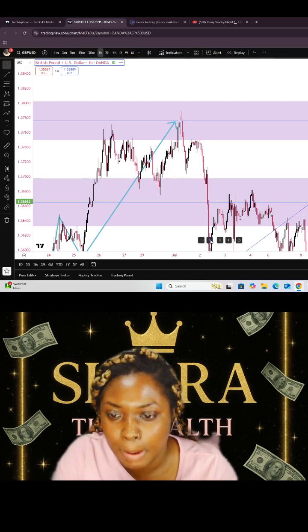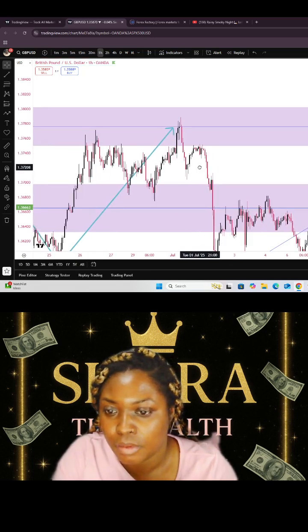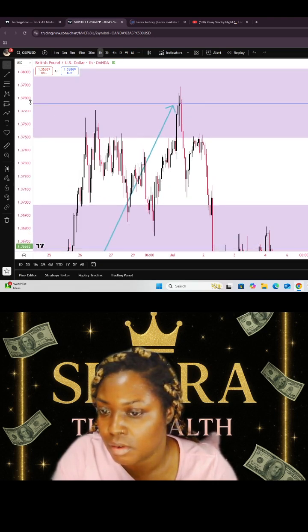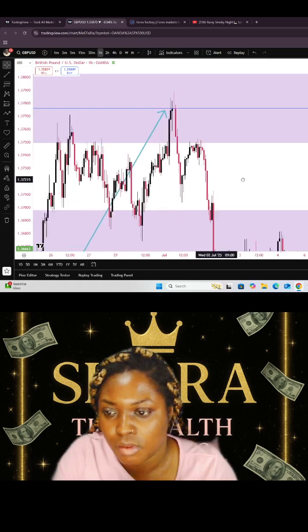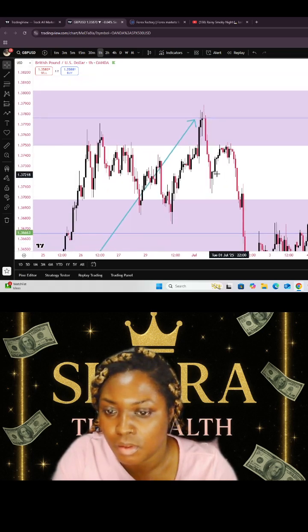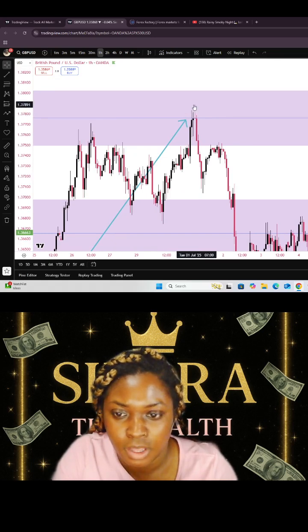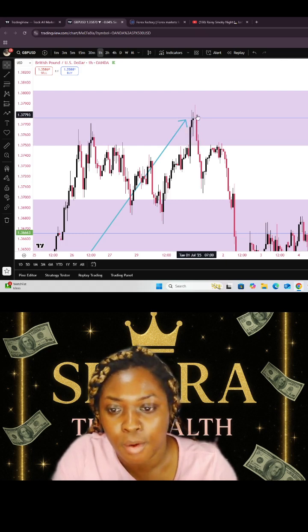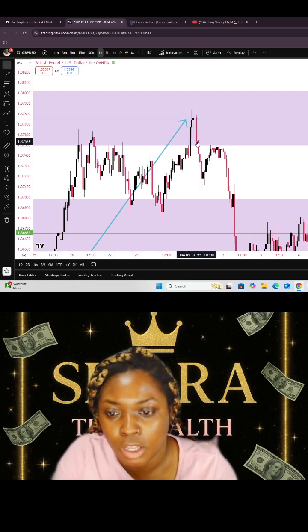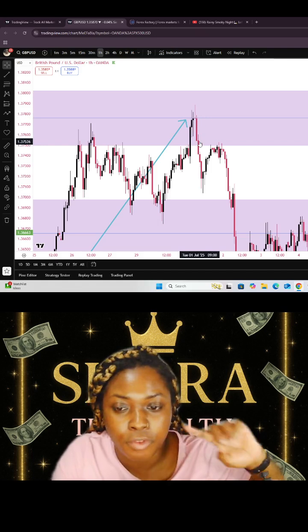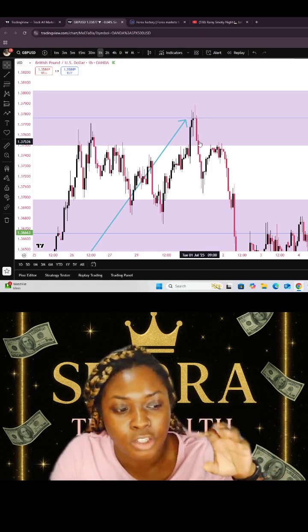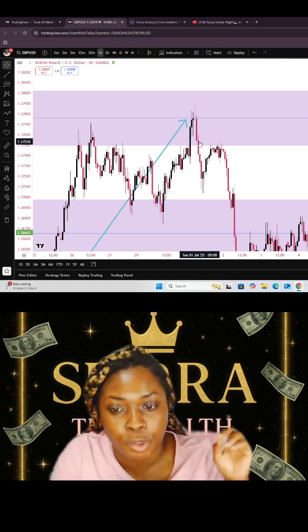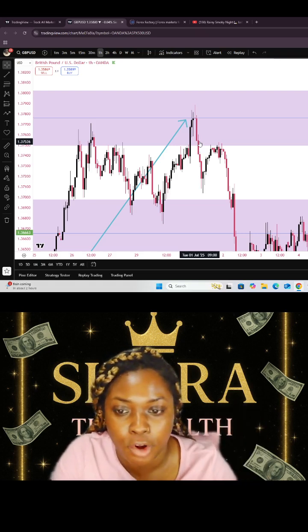Then it gave me another, this one is an evening star. Okay. We have our bullish candle. We have our doji. We have our bearish candle. Okay. Price impulsively closed. So one confluence was the evening star pattern. The second confluence was how the evening star pattern closed.